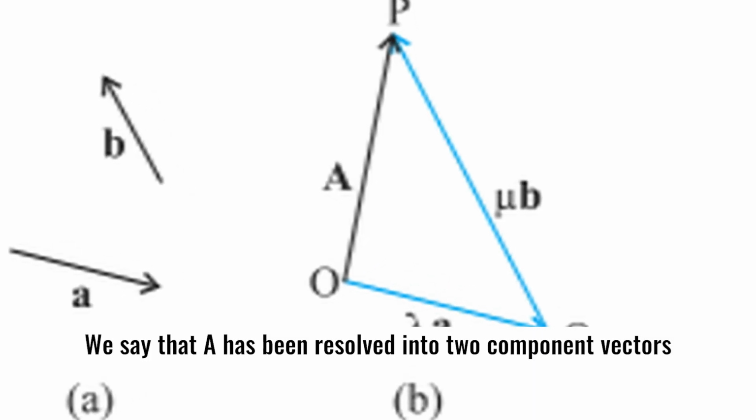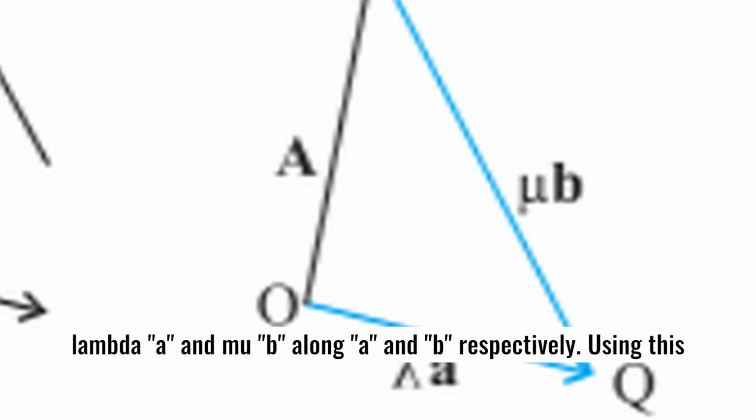We say that R has been resolved into two component vectors lambda A and mu B along A and B respectively. Using this method, one can resolve a given vector into two component vectors along a set of two vectors. All the three lie in the same plane.